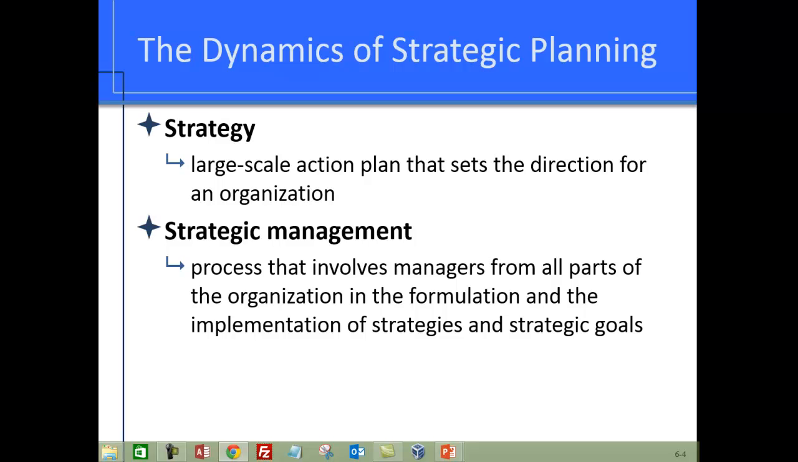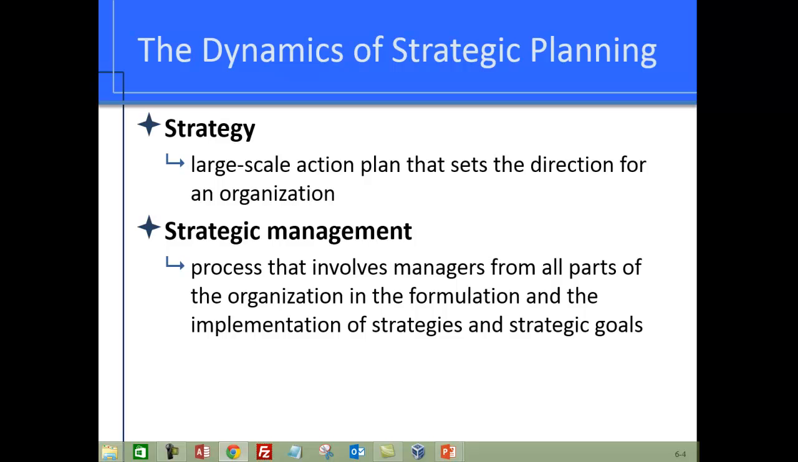Strategy is a large-scale action plan that sets the direction for an organization. Now, strategy cannot be stagnant. Strategy needs to be revised from time to time because of fast-changing conditions in the business environment. Now, strategic management is a process that involves managers from all parts of the organization in the formulation and implementation of strategies and strategic goals. And because middle managers are the ones who will actually implement those strategies from the top management, they should also be part of helping to formulate those goals.